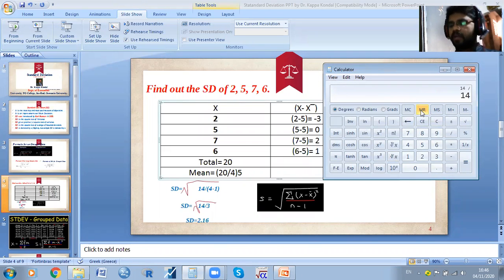14 divided by 3, how much are you going to get? 4.6. So you can write the standard deviation as the square root of 4.6. When you cancel the root, how much are you going to get? It is simple, you can take the calculator in your mobile, click the root value, and enter the value 4.66. Then you will get 2.16. When you cancel the root value, you get 2.16. Is it clear?